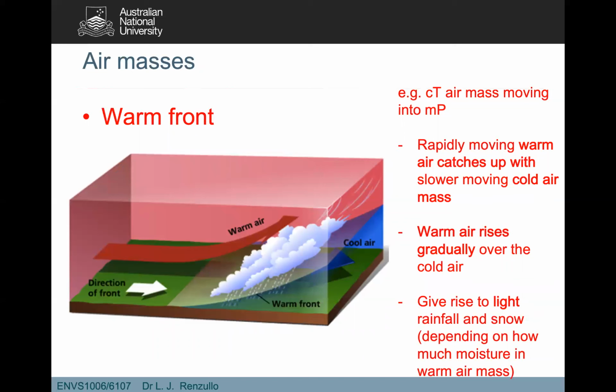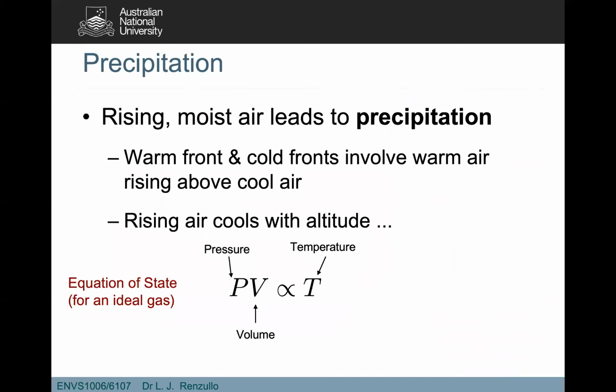Alternatively, you have a warm front. This is like an example where the continental air mass moves into the maritime polar air mass. You have a rapidly moving warm air mass catching up to a slower moving cold air mass. That warm air mass, being less dense, will gradually rise over the cold air mass. So it's not as rapid a lifting as when a cold front comes through, but nevertheless, the warm air lifts over the top of the cold air mass and also can lead to rainfall depending on how much moisture and how quickly it's lifted. Rising moist air eventually leads to precipitation.